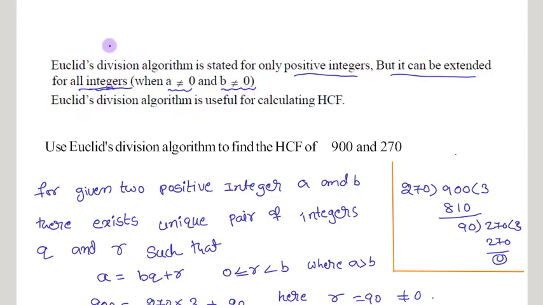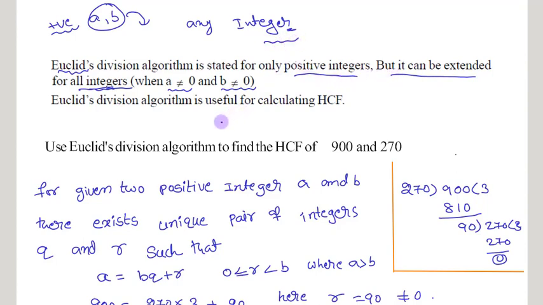That means in the definition of Euclid division algorithm, we took any two positive integers a and b, but this can be applicable for any integer, no matter whether it is positive or negative. In our definition, we took it as positive, but this can be extended to any integer. That means it can be applicable for negative integers also.